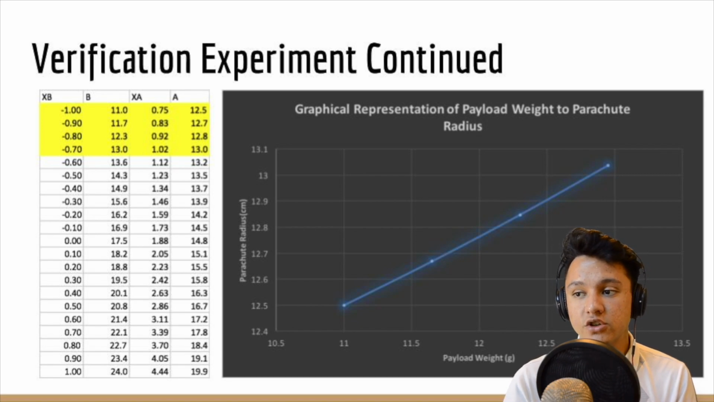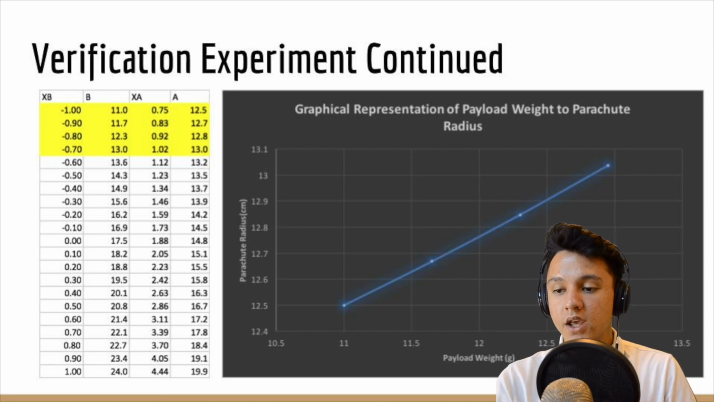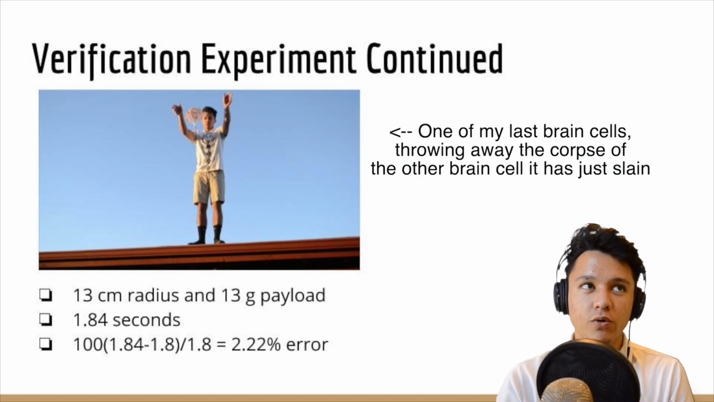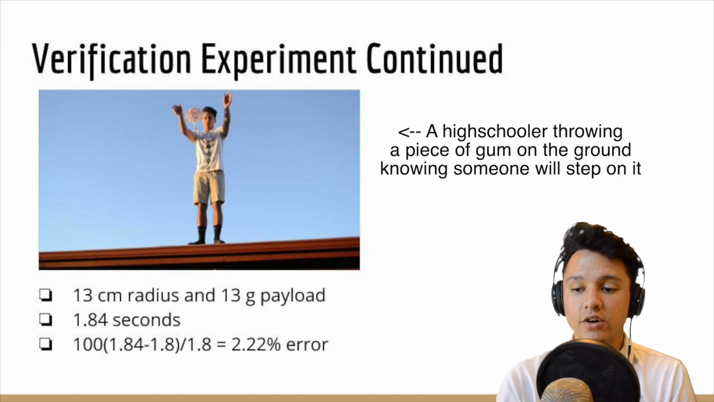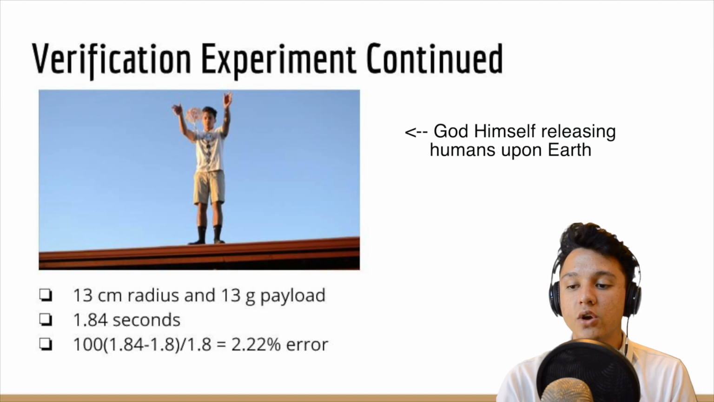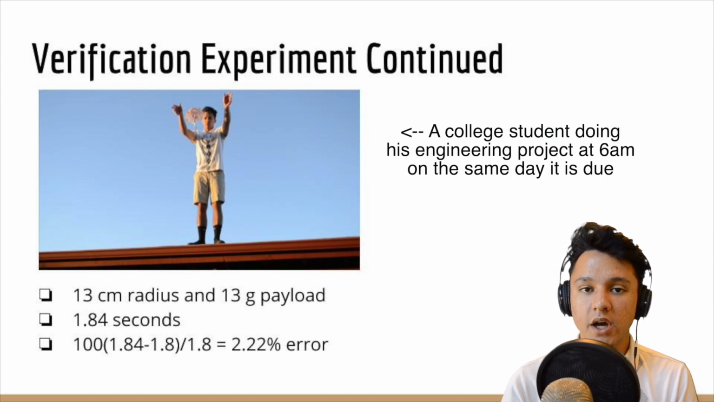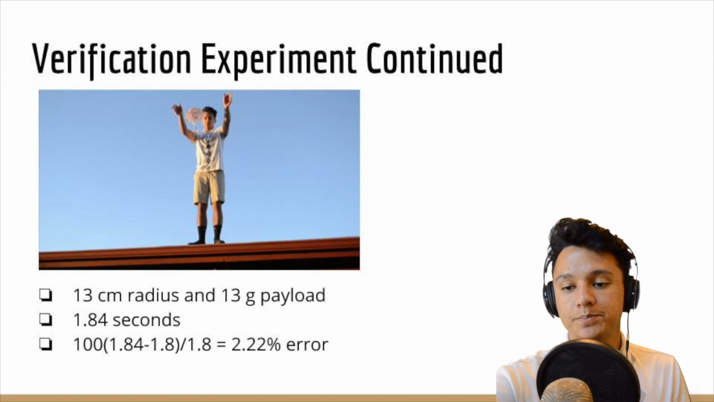And for the battery, I just took a AAA battery and just wrapped it in duct tape until it was 13 grams, which was really easy to do. And then we just dropped it again at a third. And that actually happened to be 1.84 seconds, so 0.04 seconds off, and that was a 2.2% error. And you calculate that by multiplying 100 by 1.84 minus 1.8, so your actual drop height minus your expected drop height divided by your expected drop height.